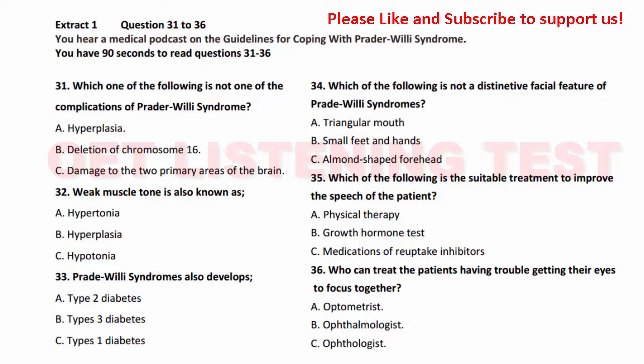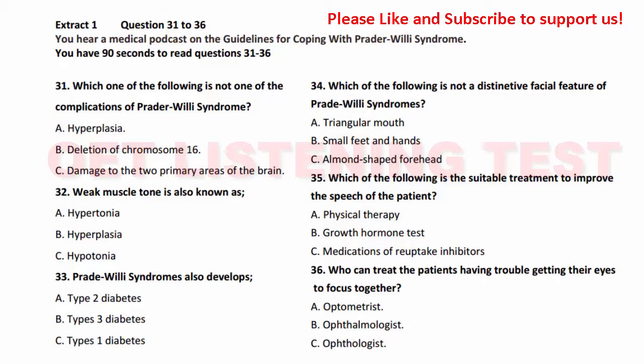Distinctive facial features such as almond-shaped eyes, triangular mouth, and a narrow forehead. Short in height, small feet and hands. Patients even have light-colored hair and unusually fair skin. Male as well as female patients will have underdeveloped genitals, delayed or incomplete puberty, and infertility is also common.